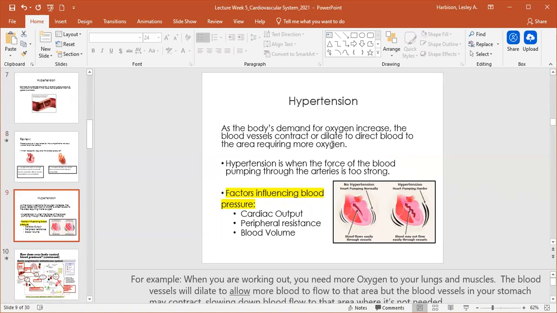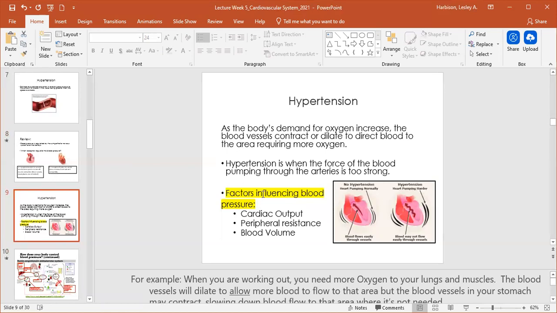Hypertension: as the body's demand for oxygen increases, the blood vessels contract or dilate in order to direct blood to the area that's requiring that oxygen. Hypertension is when the force of the blood pumping through the arteries is too strong. That's just the basic definition of high blood pressure, hypertension.